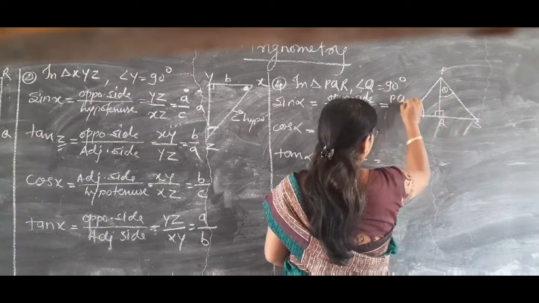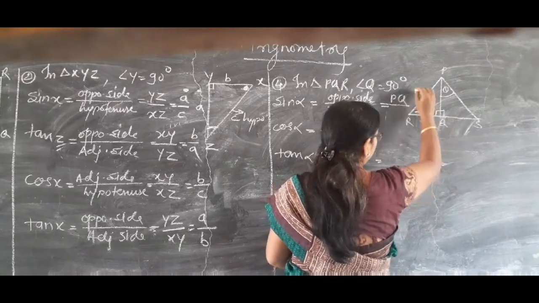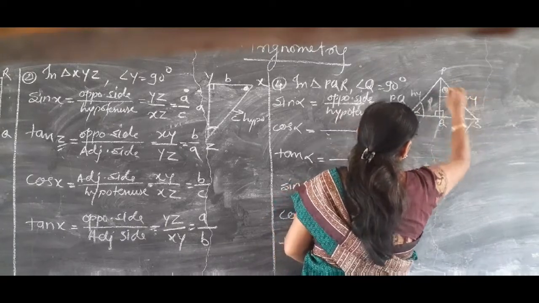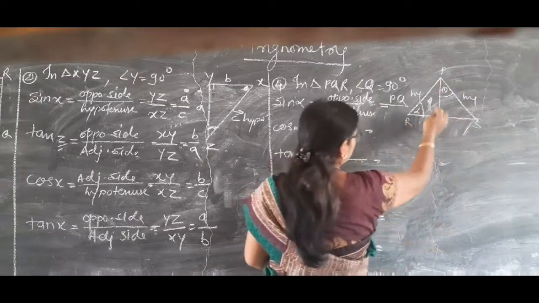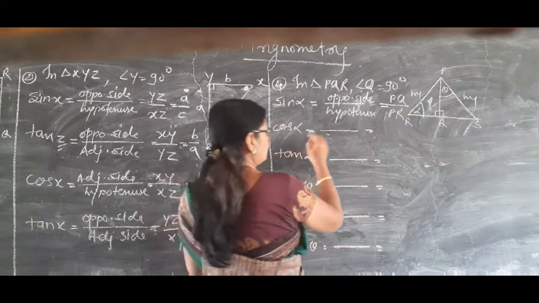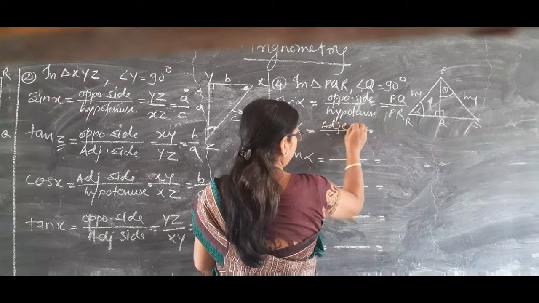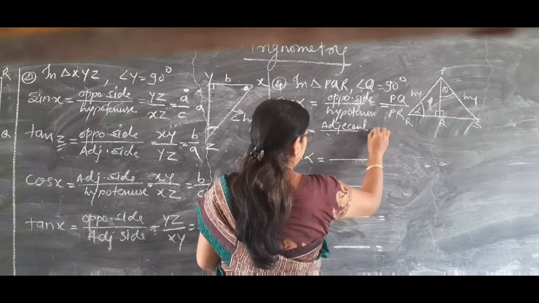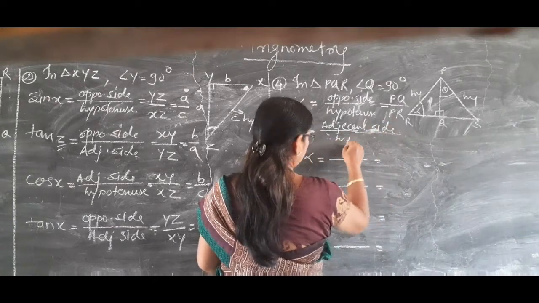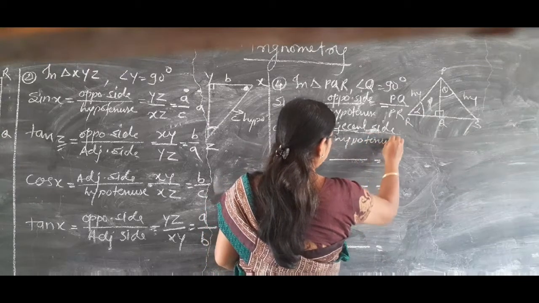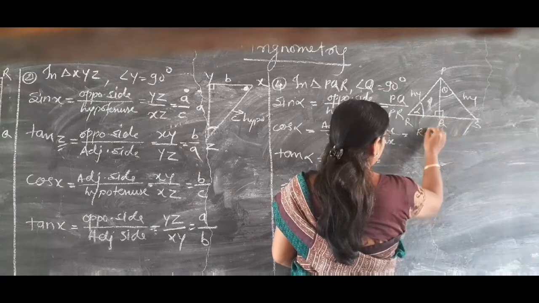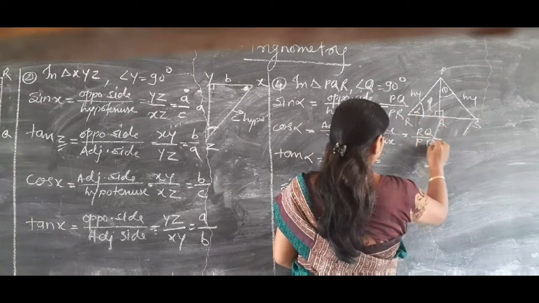Now which is the opposite side of alpha? PQ. And which is the hypotenuse? For this triangle it is PR. Then we have to find out cos also. What is the formula for cos? Adjacent side upon hypotenuse. Now which is the adjacent side of alpha? RQ. And the hypotenuse is always the same.